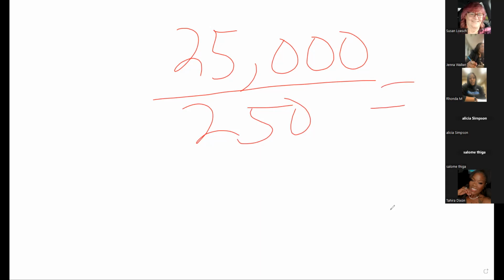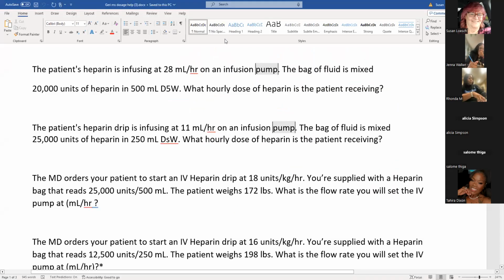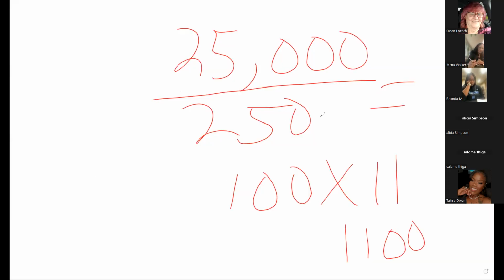I remember the other number. I believe it was 11. But let's go back and just make sure. So 100 times 11. Okay, it was going at 11. Calculator. All right, so you should get 1,100 units per hour.